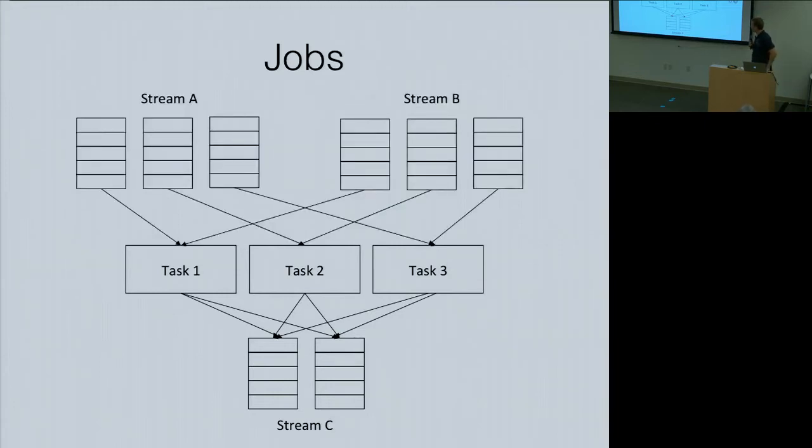One other thing to highlight here is just that it's not the case that you can only consume from one stream. You can consume from as many streams as you want. And when you do so, what you end up with is a case where the task that processes partition 0 processes partition 0 from all streams.